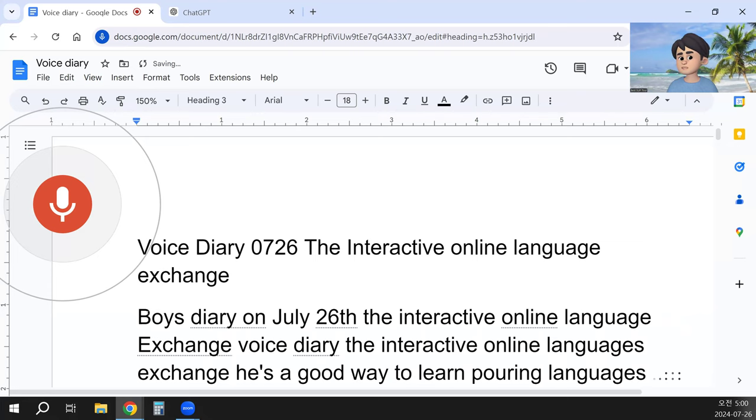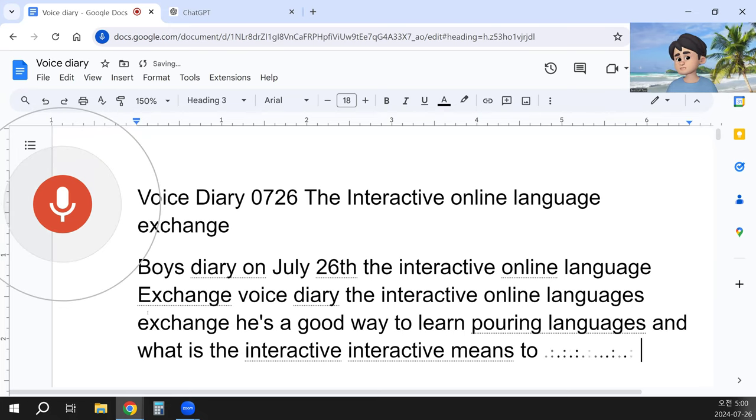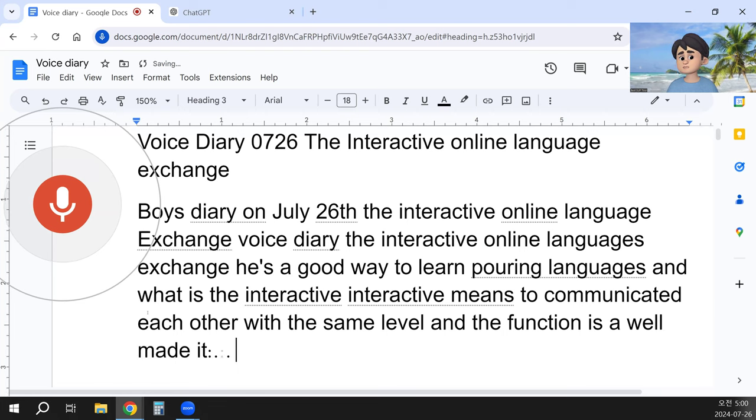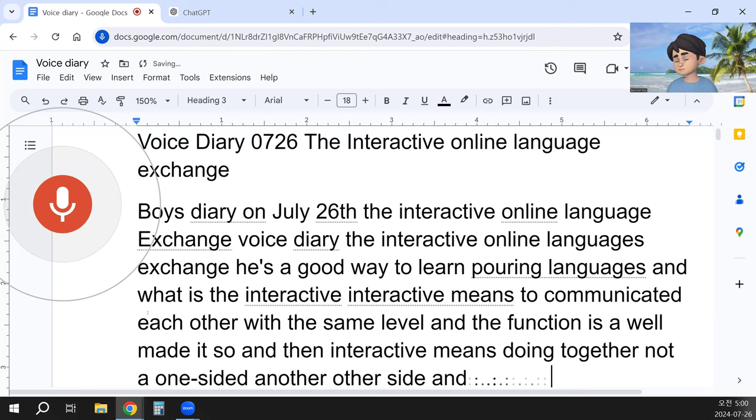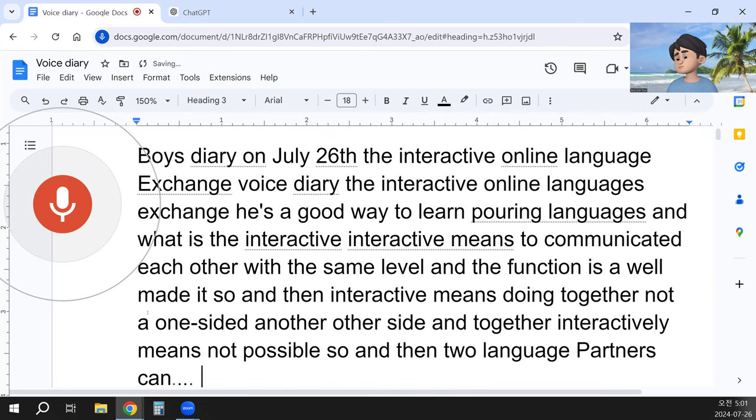And what is the interactive? Interactive means to communicate with each other at the same level, and the function is well made. Interactive means doing together, not one side, not the other side, but together. Interactive means not passive. So two language partners can be active with each other.